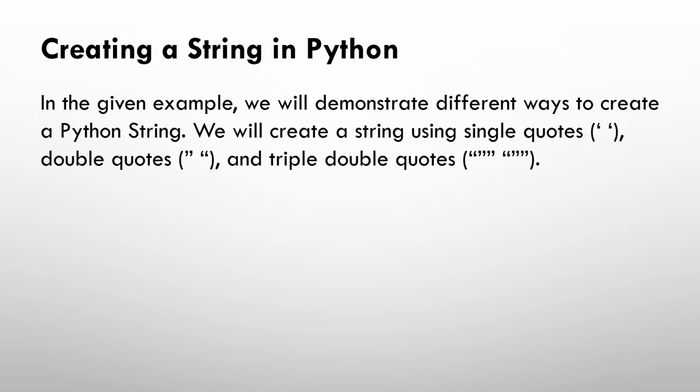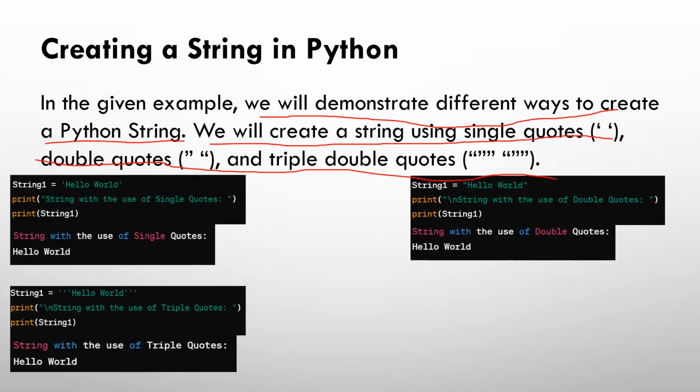So now we'll see how to create a string in Python. So we have a few examples where we will demonstrate how we can create a string in different ways in Python. We will create a string using single quotes, double quotes, and triple quotes also. So in this example, we have created a string using single quotes only. Here we have created a string with the help of double quotes. And in this example, we have created a string using triple quotes. We will also see how this will work in Google Colab.